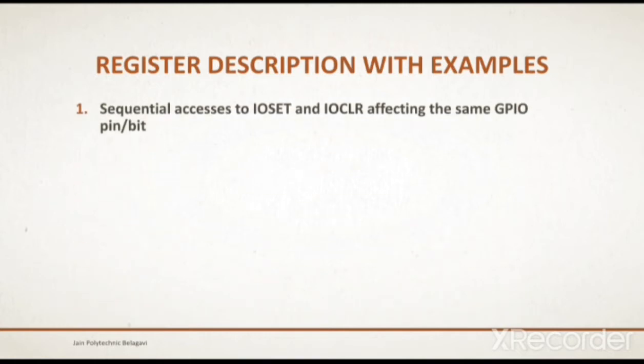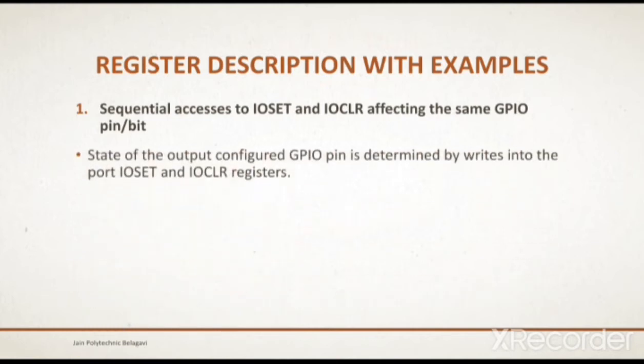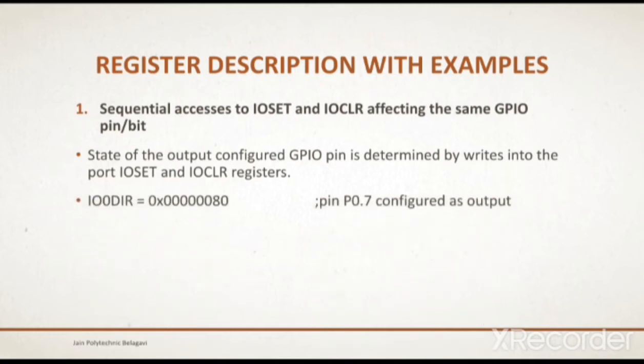First is sequential access to input-output set and input-output clear affecting the same GPIO pin or bit. Next, the state of an output configured GPIO pin is determined by writes into the port input-output set and IO clear registers.